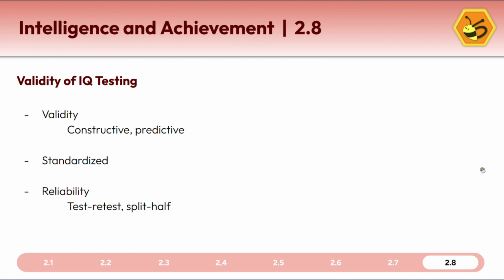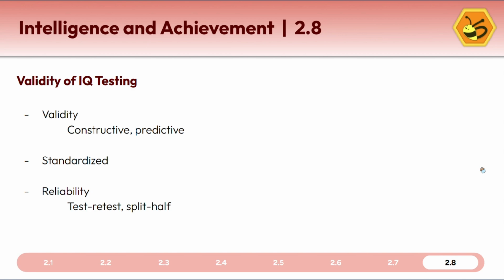Validity is how well something measures what it's supposed to measure. So we have construct validity and predictive validity. Construct validity measures to what extent the test measured the trait it was supposed to. So how well did the IQ test measure IQ? Predictive validity looks at if the test can predict future outcomes, like if I can use an IQ test to predict how intelligent someone will be in the future, or how well they'll do in school in the future.